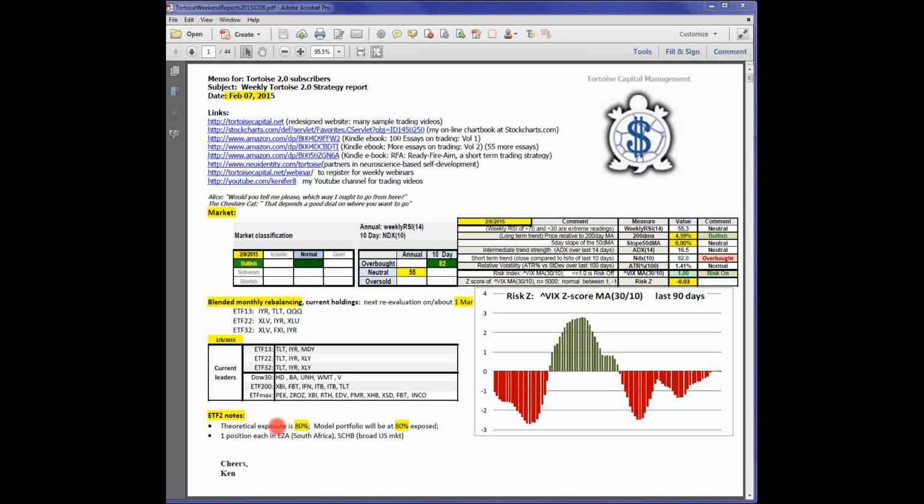In ETF2, the theoretical exposure is at 80%. The model portfolio itself will be at 80%. It's adding a position in South Africa, EZA, and then the Schwab Broad U.S. Market, SCHB. That's a pretty liquid ETF that is a market cap weighted exposure to the entire U.S. market, so it gives you large, medium, and small in a single symbol.